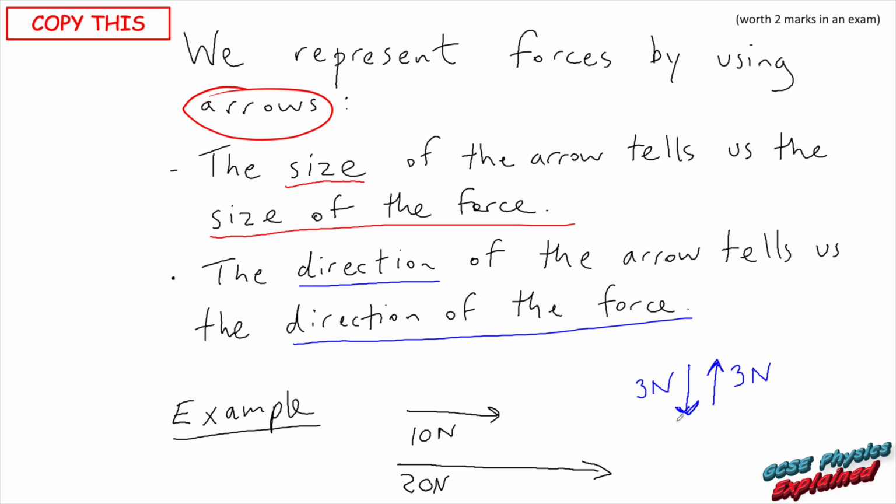Here's a 3 newton force going down, and there's a 3 newton force going up. So those arrows should be the same size. And you'll notice each time I am quoting the size of the force and the direction. You've got to do that for your 2 marks.